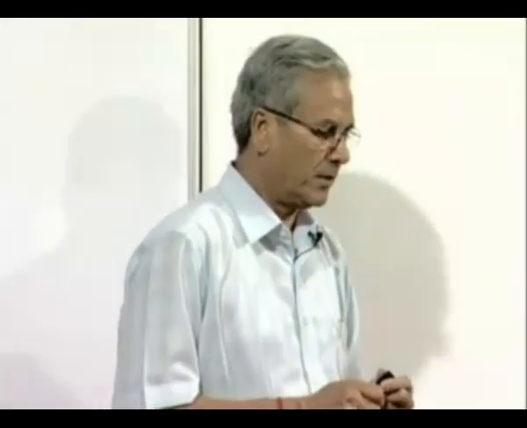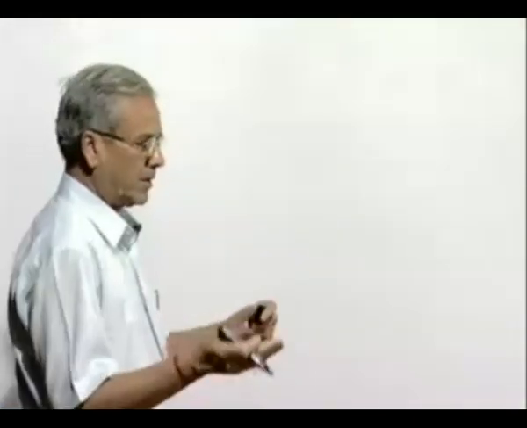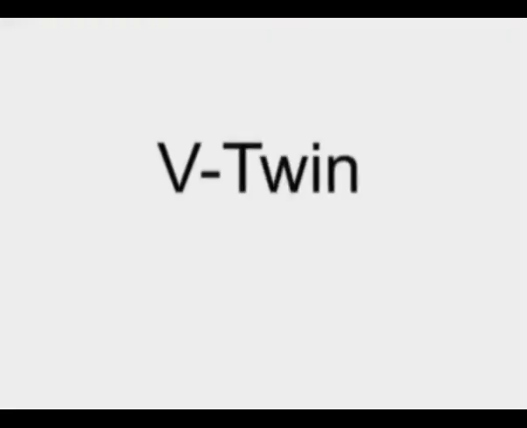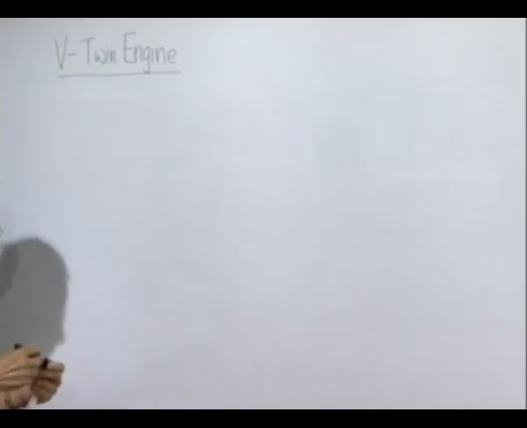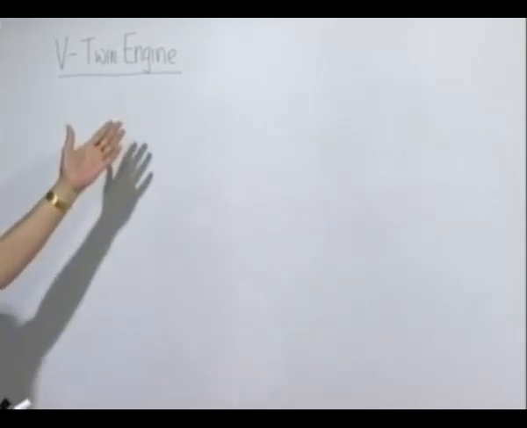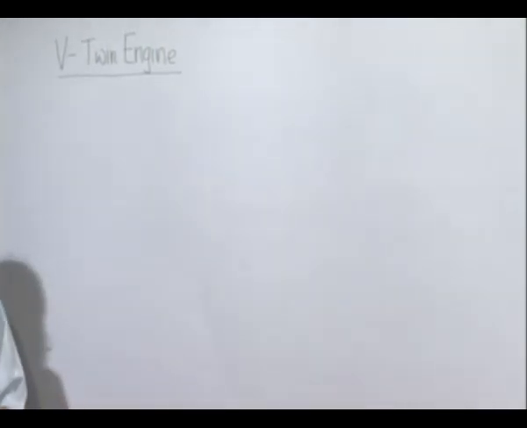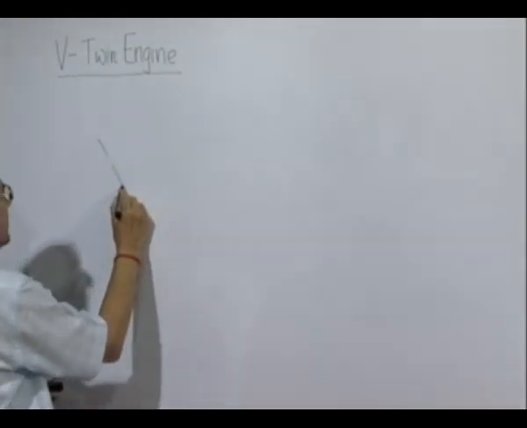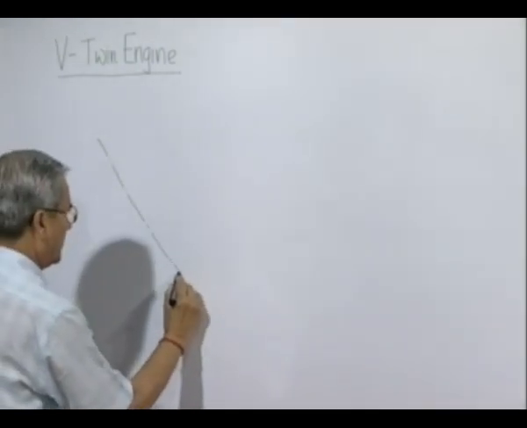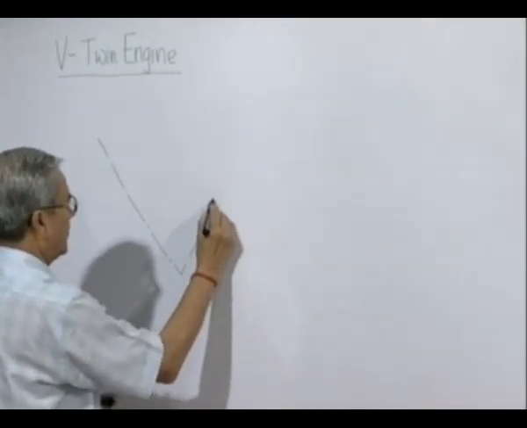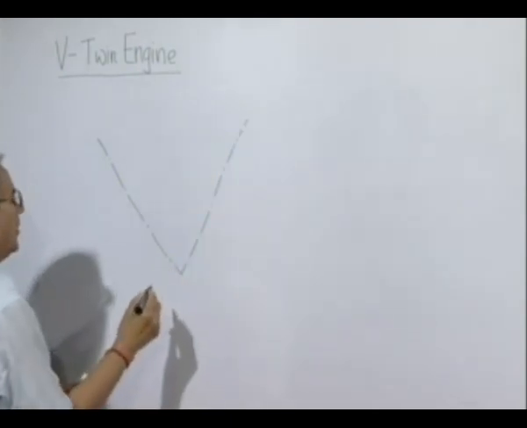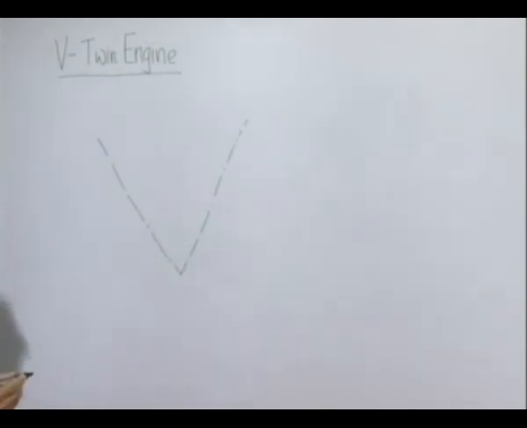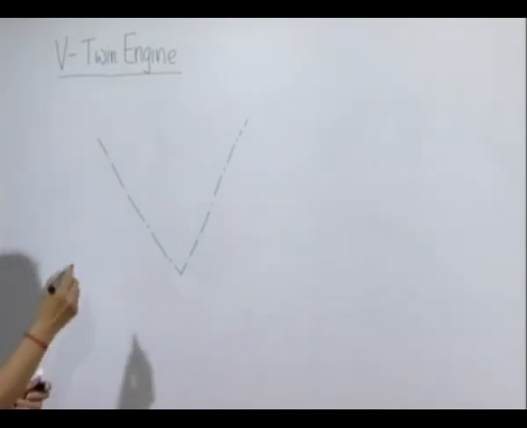So, apart from inline engine, another popular arrangement with reciprocating or slider crank arrangement is V-twin engine. It should be also remembered that though we are referring to these systems as engines, they can be compressors also or can be other types of machines also. In V-twin engine, the two identical cylinders rotate a common crank.